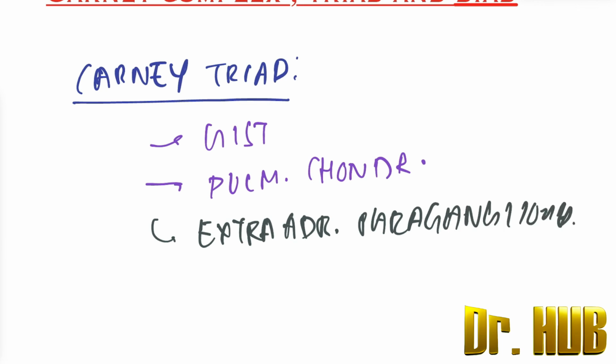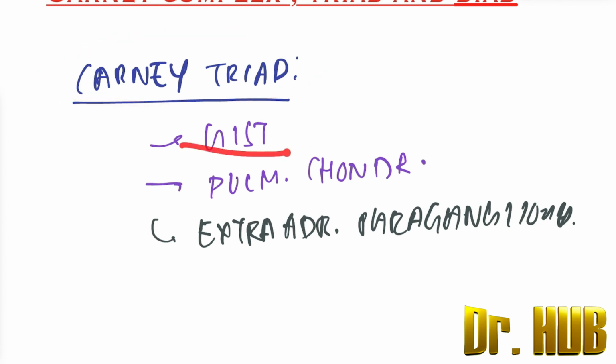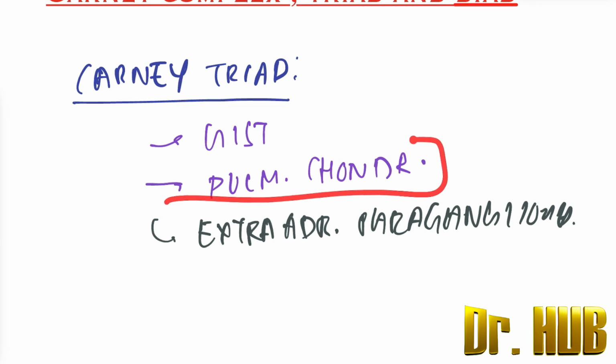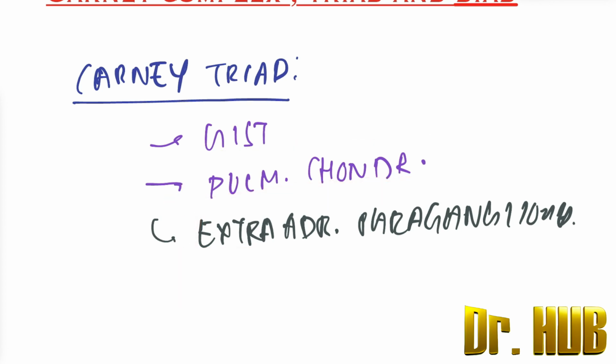So let's recap. So we saw the Carney triad. This includes the GIST, that is a gastrointestinal stromal tumor. There is a pulmonary chondroma as well as the extra-adrenal paraganglioma.